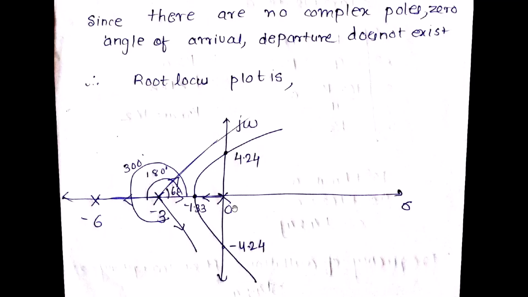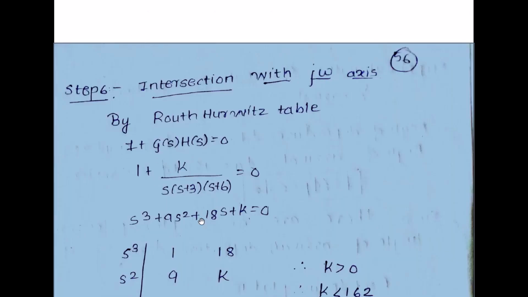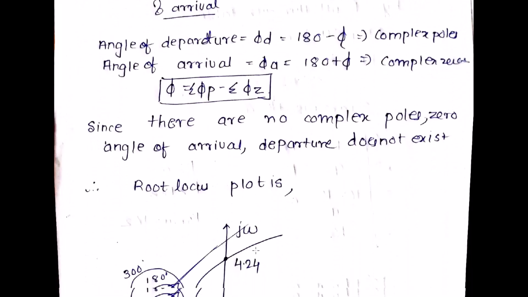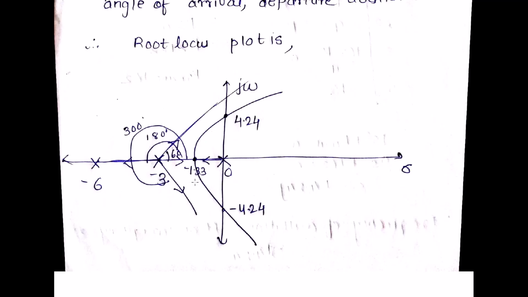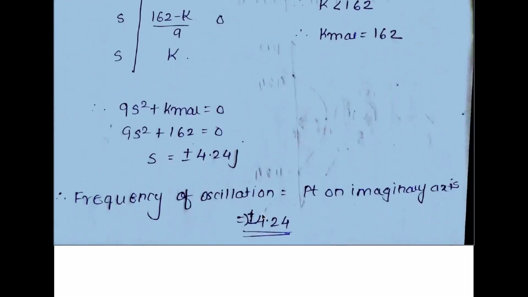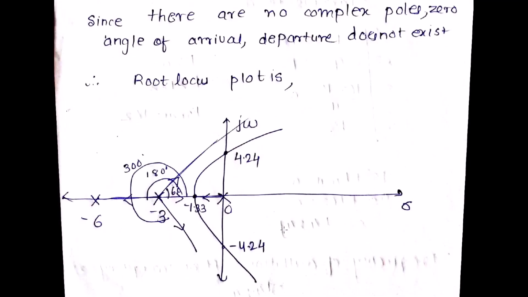And then we have a breakaway point. I'm sorry over here. It should be minus of 1.26, right? If you see the breakaway point calculation that we did, it should be minus of 1.26, not minus of 1.33. So take it as minus of 1.26. This is a mistake over here. Please make a note of it. And then it's going to move out and hit the j omega axis at plus or minus 4.24.